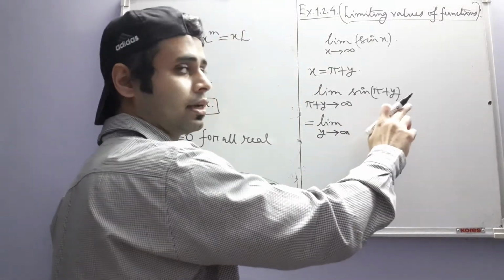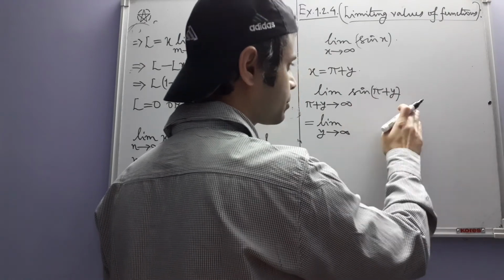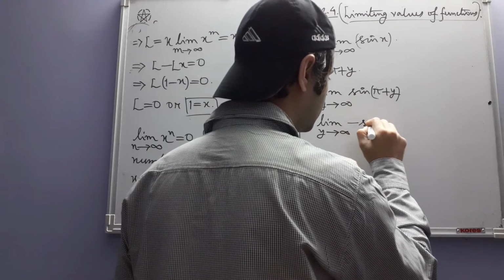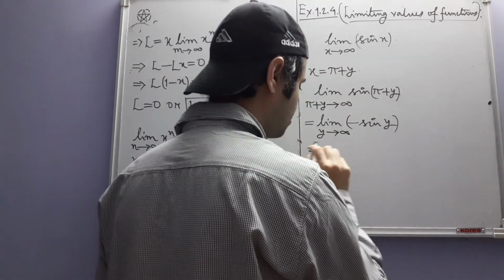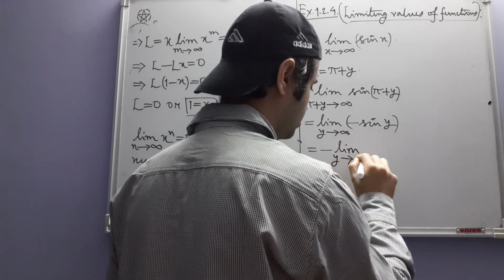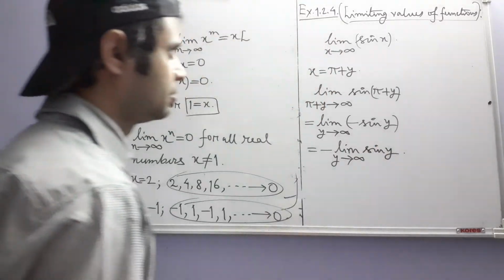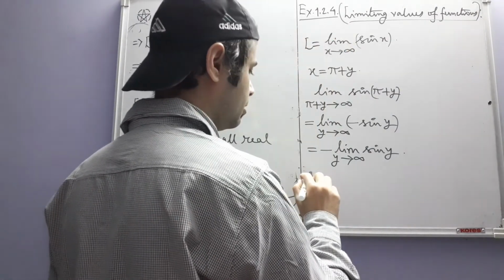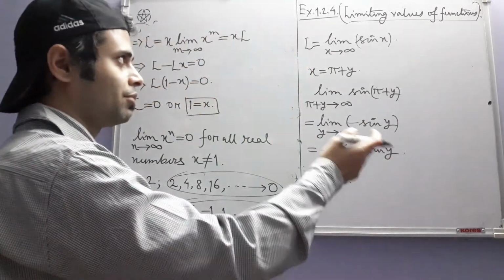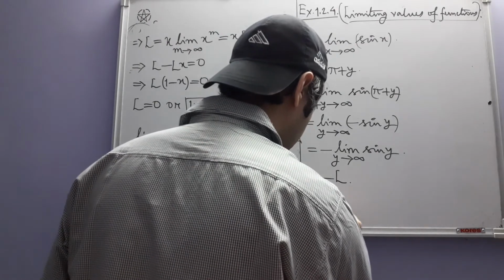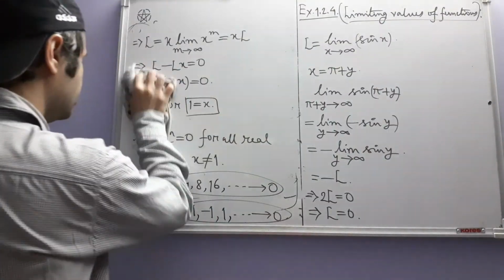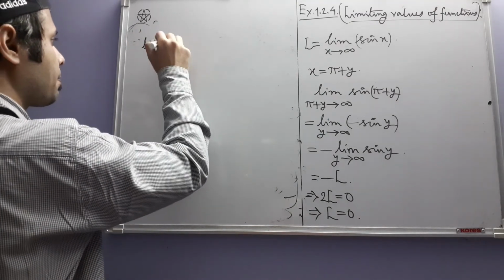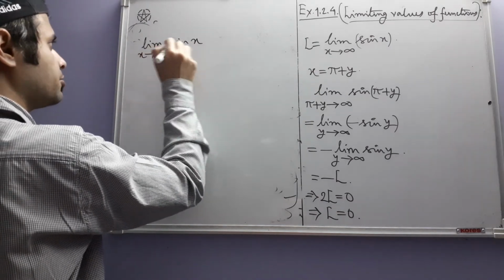Now here if you apply your sin a plus b formula, you will get sin pi cos y plus cos pi sin y. That means minus sin y. That's what you get. So minus 1 can be taken outside of the limit of sin y. If you think of this as L, this is nothing but minus L. We are just calling the variable x by another name y. So this gives me 2L equal to 0 or L is equal to 0. So it seems that this limit is 0. Limit of sin x as x approaches infinity is 0.